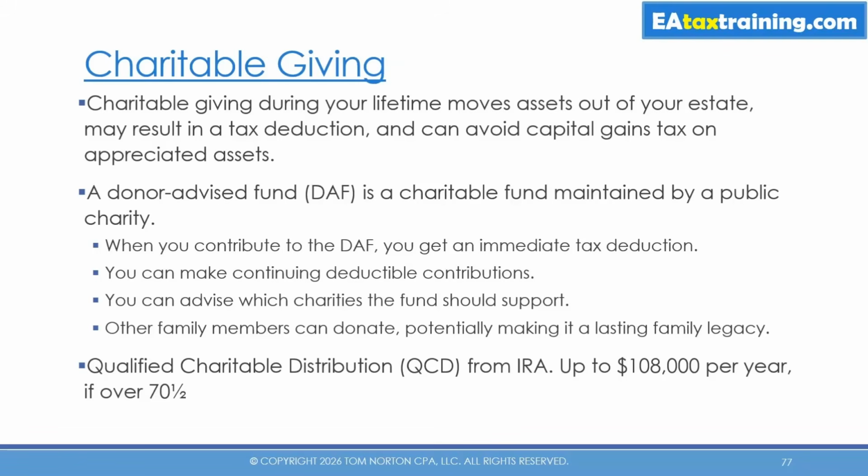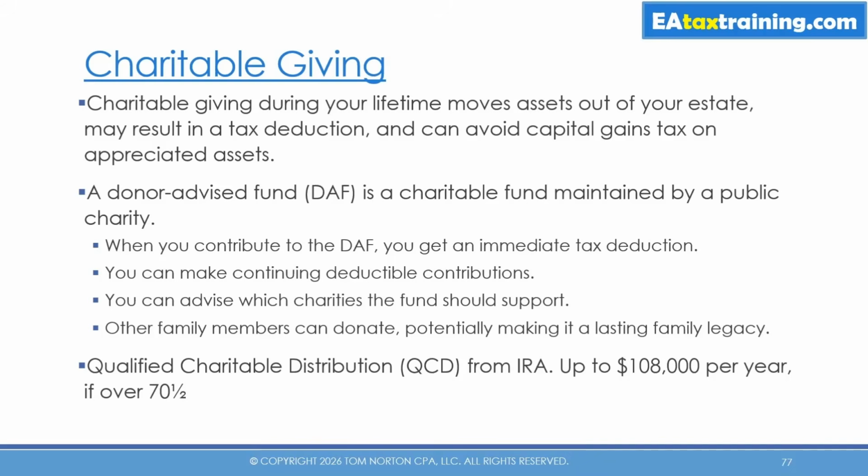So you set up one of these donor advised funds, you get an immediate tax deduction for the amount that you contribute to it, and then you can make continuing deductible contributions each year, and you can advise which charities that fund should support. And then other family members can also donate, get deductions for those donations, and then you can make this a lasting lifetime legacy. This fund can continue on through the generations, helping to support various charities.